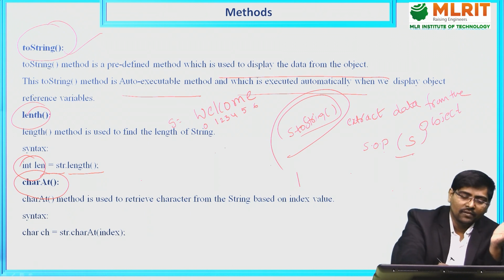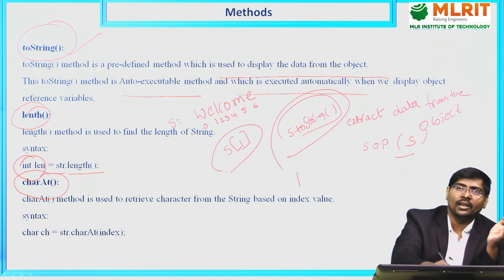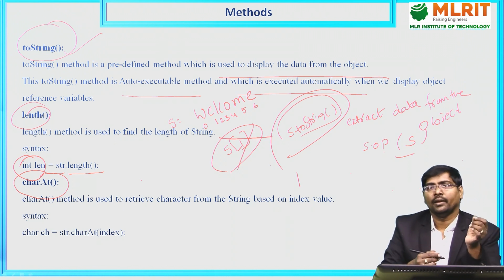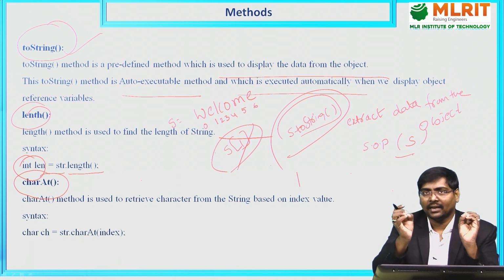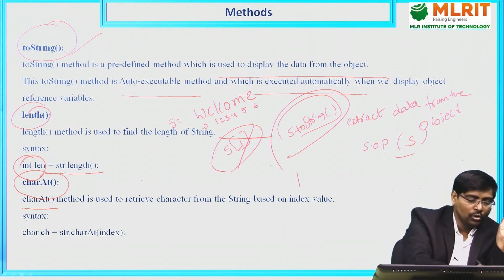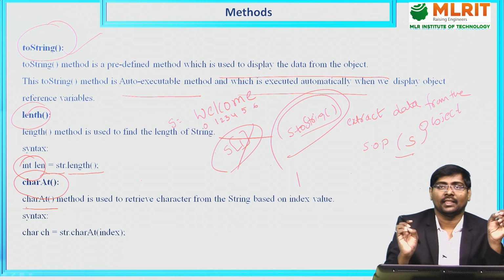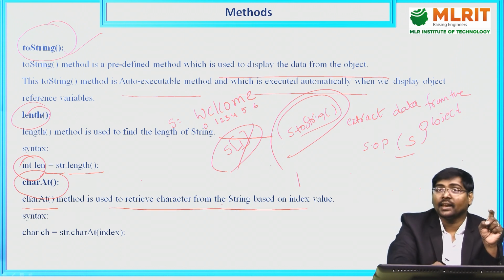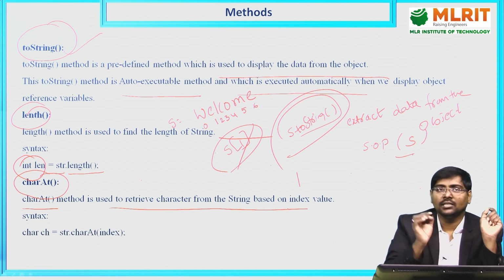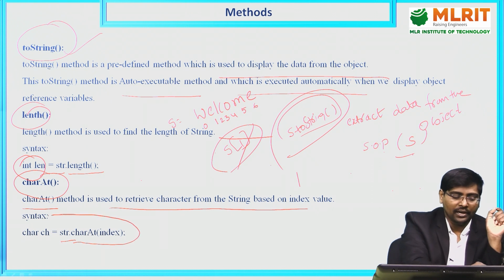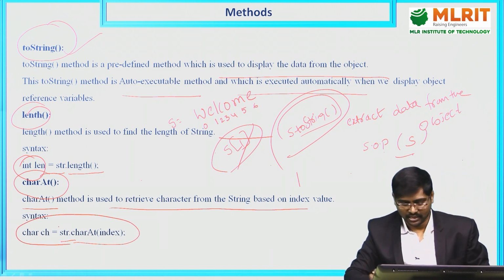In C language, you can directly write the index and access it. In Python also you can access it, but it is not possible in Java. To retrieve a character based on some index, you need to use the charAt method. The charAt method is used to retrieve a character from the string based on some index. See this: str dot charAt of index. It returns the character.